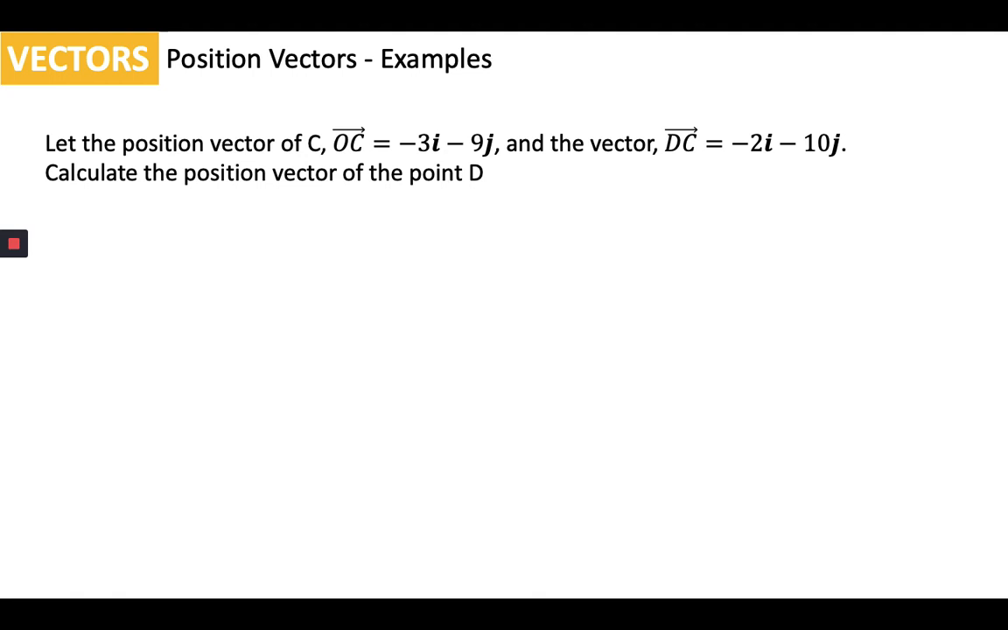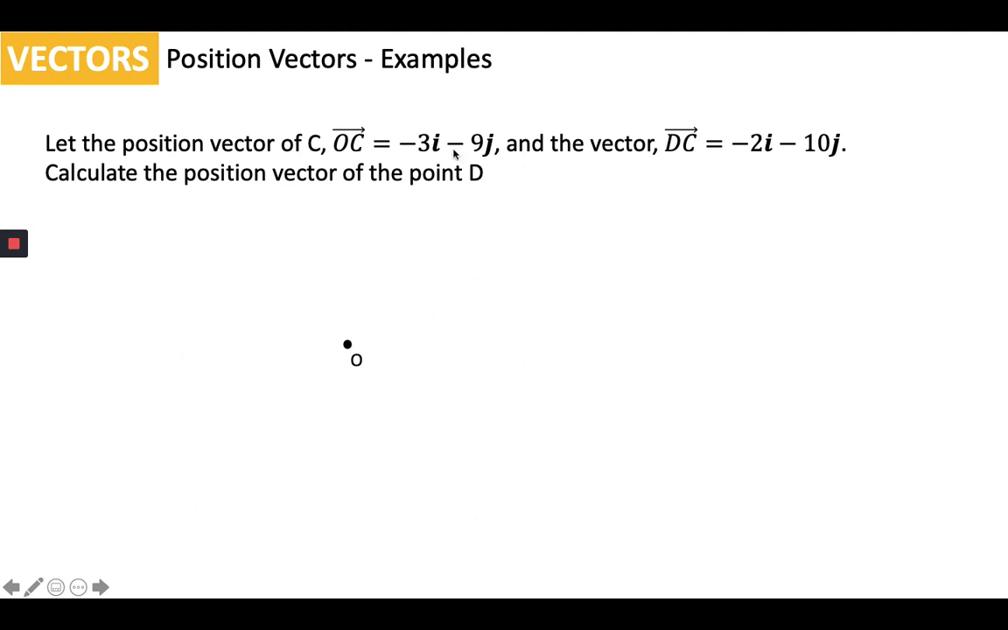We're going to say let the position vector of C, OC, equal negative 3i minus 9j, and the vector DC equal negative 2i minus 10j. And I want to calculate the position vector of the point D. So the difference here is I've been given a different vector, and I want to find a position vector. But my process is the same. Draw the diagram. Start with defining my origin. It can be useful to give yourself space all the way around, so you can put the points wherever you need to.